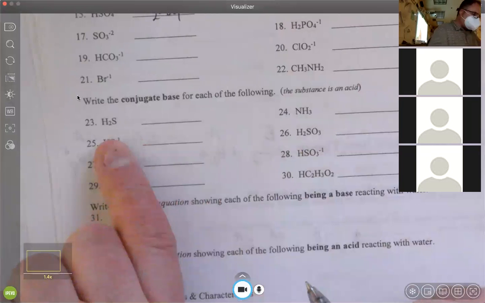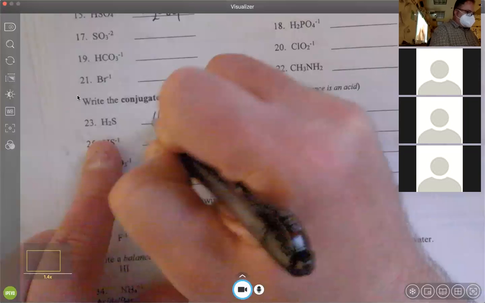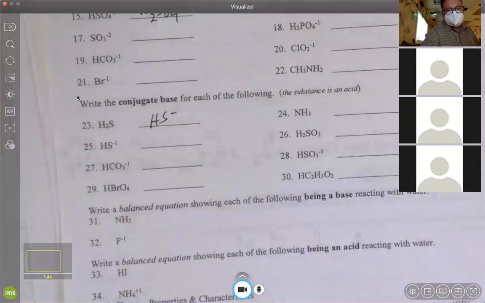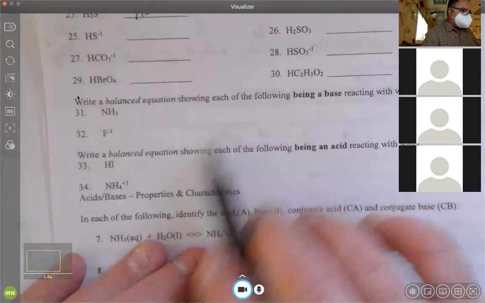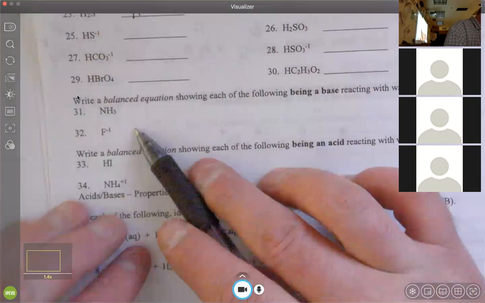One more time. HS negative. Right? Down here, this is what you're going to have to do eventually: write balanced equations with these things reacting with water. So we have NH3, it's going to react with water. Water is H2O.